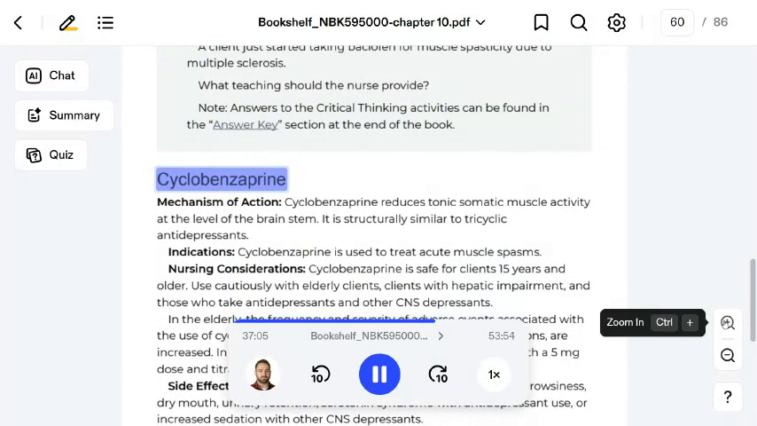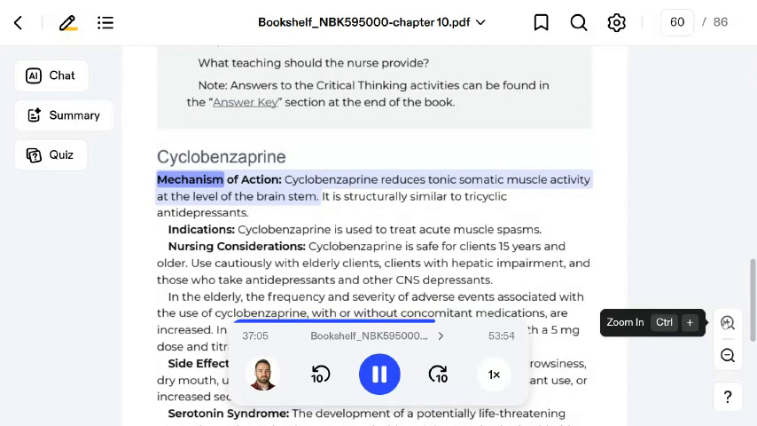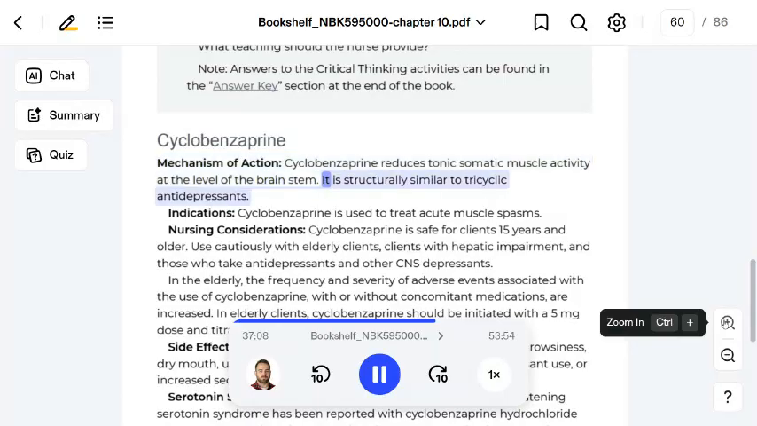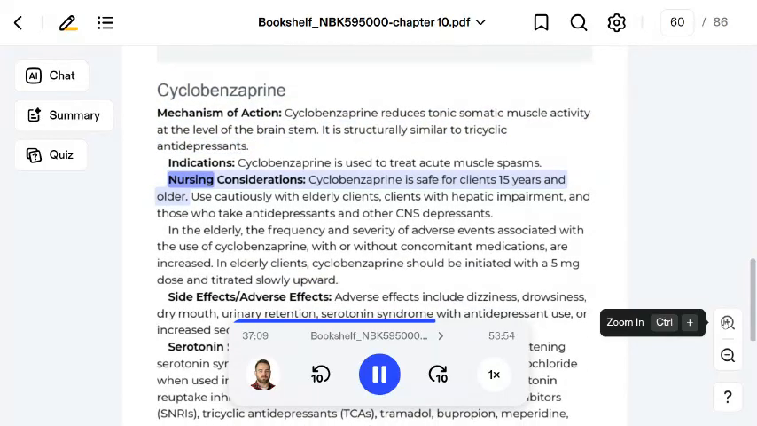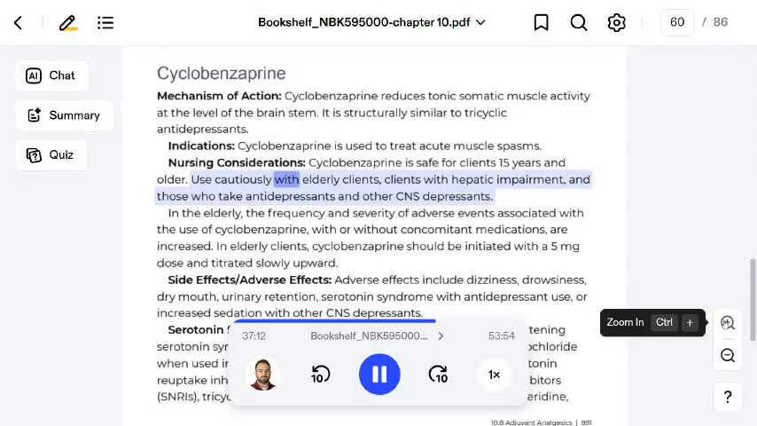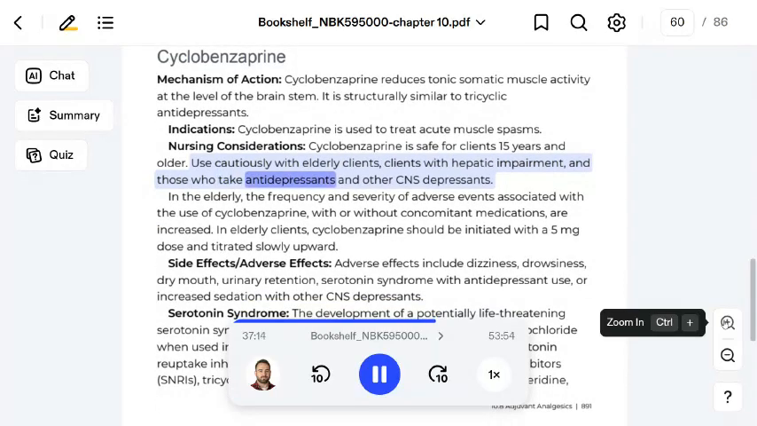Cyclobenzaprine. Mechanism of action. Cyclobenzaprine reduces tonic somatic muscle activity at the level of the brainstem. It is structurally similar to tricyclic antidepressants. Nursing considerations. Cyclobenzaprine is safe for clients 15 years and older. Use cautiously with elderly clients, clients with hepatic impairment, and those who take antidepressants and other CNS depressants.